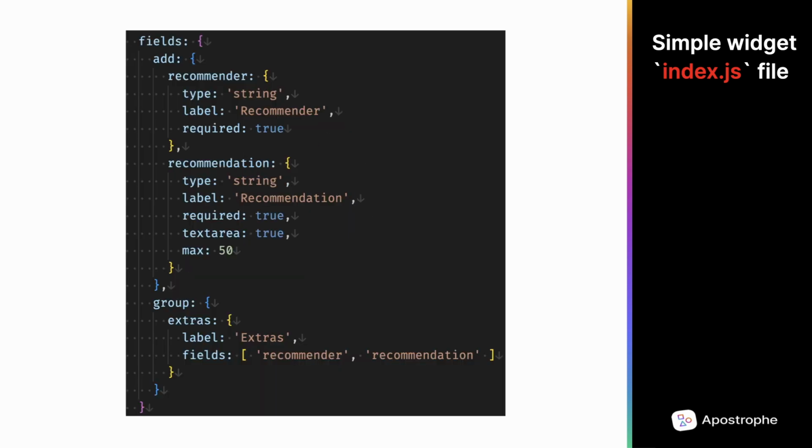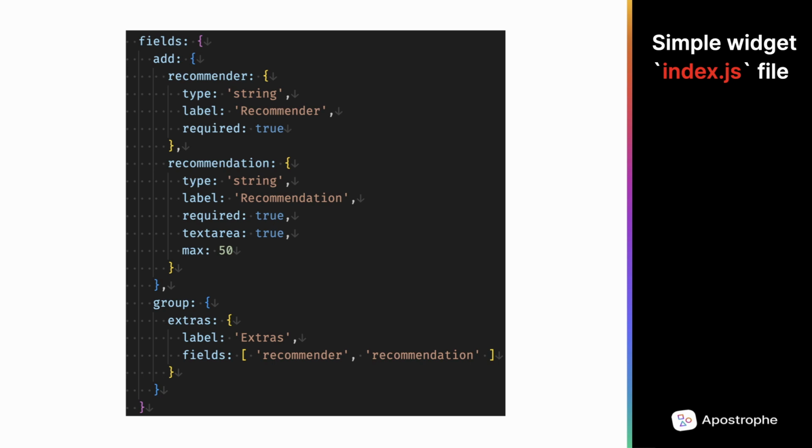The fields property works like the top-level property of the same name. In this code, we are adding two additional fields to collect a recommender's name and recommendation. As with the top-level property, the group property is being used to group the fields on the Extras tab.